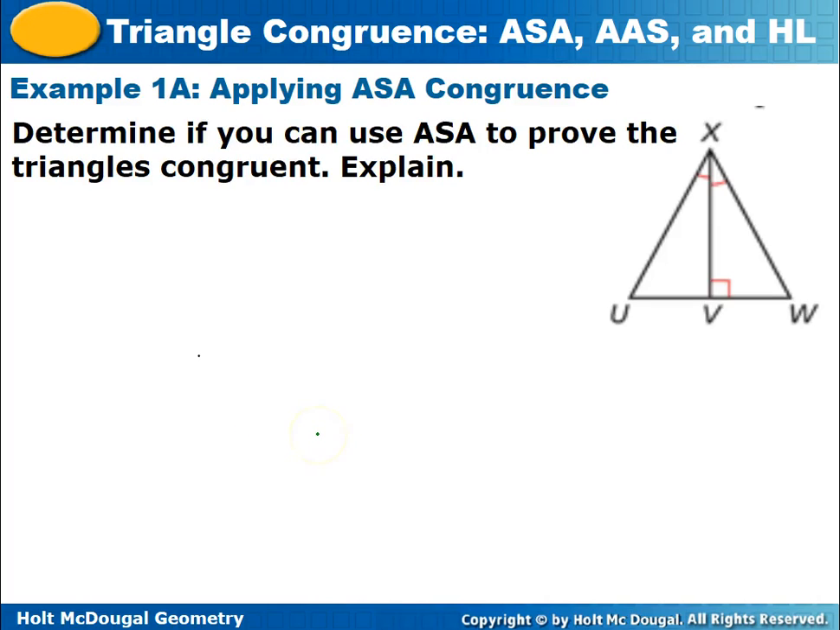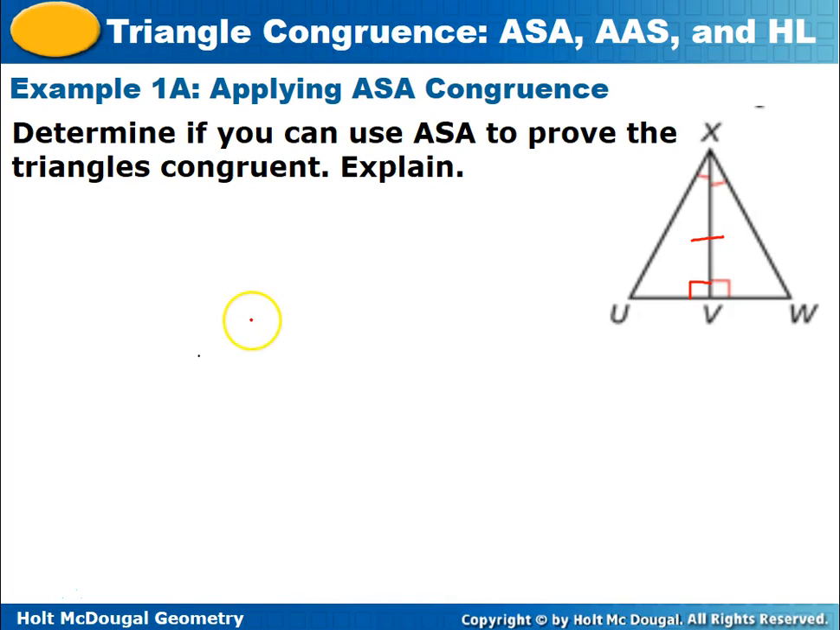So it says here to determine if you can use angle side angle to prove the triangles are congruent and explain. So the first thing we want to do is go ahead and mark what we can mark on this drawing. And as we have been doing, we're going to mark the shared side, XB, and then we can also mark this right angle because that's a linear pair, it forms a straight line, and so if 90 is used, then 180 minus 90 is 90.